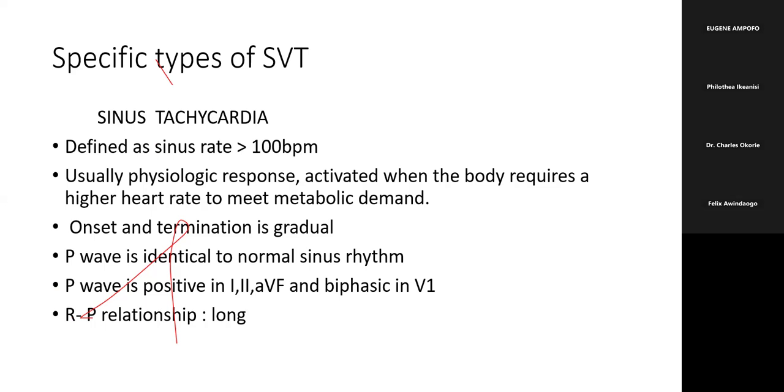Number one is the sinus tachycardia. It's defined as sinus rate greater than 100 beats per minute. It is usually a physiologic response activated when the body requires a higher heart rate to meet metabolic demand. The onset and termination is gradual, and the P wave is identical to the normal sinus P wave. So in here, the P wave is positive in leads 1 to aVF and biphasic in V1. So we have sinus rhythm, and the RP relationship is long.